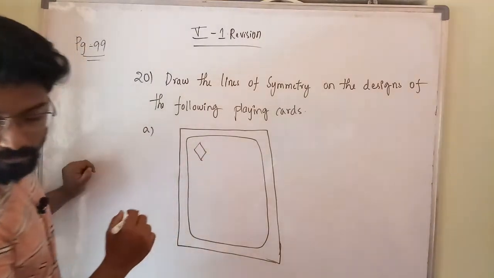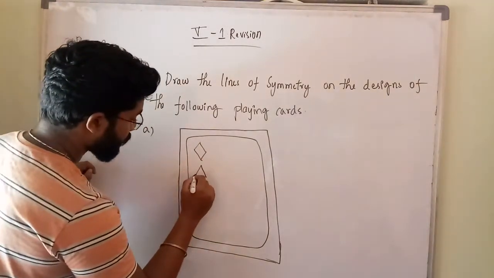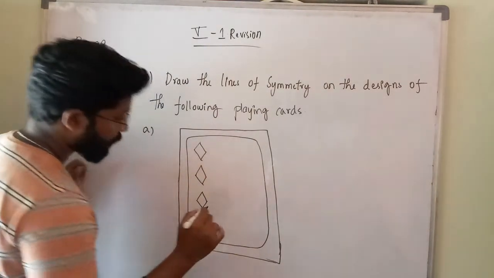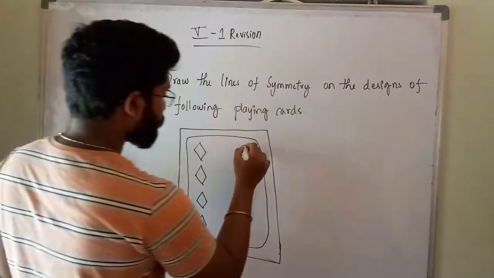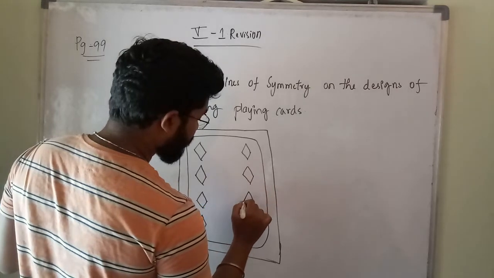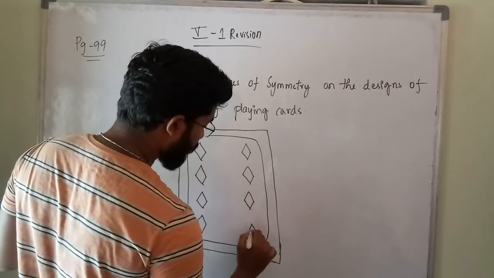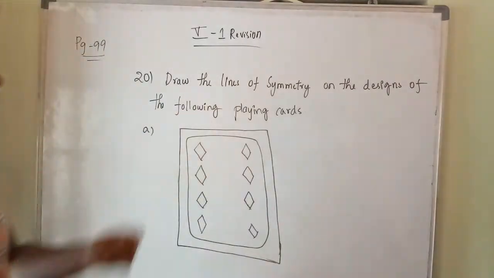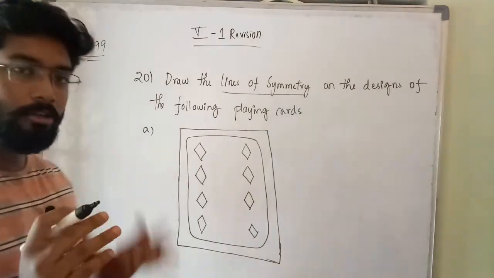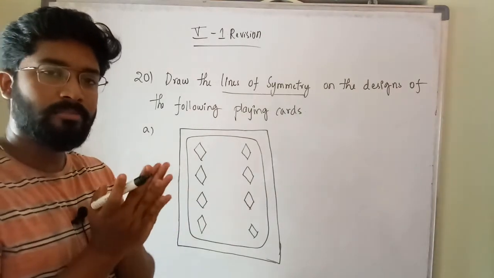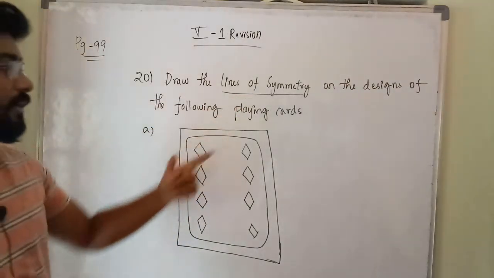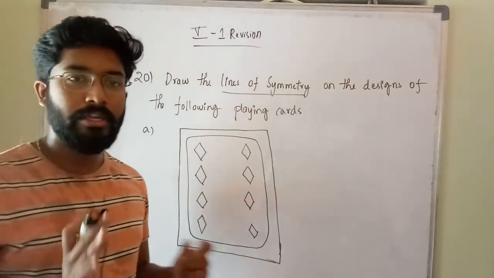In this there are some figures. Actually, what is a line of symmetry? Lines of symmetry means the line which divides the given figure into two equal parts. Both the parts will be like mirror images. So the lines of symmetry will divide a given figure into two equal parts.